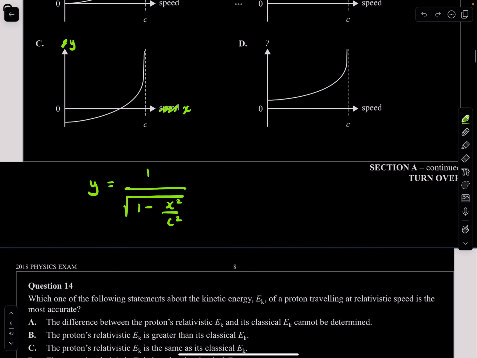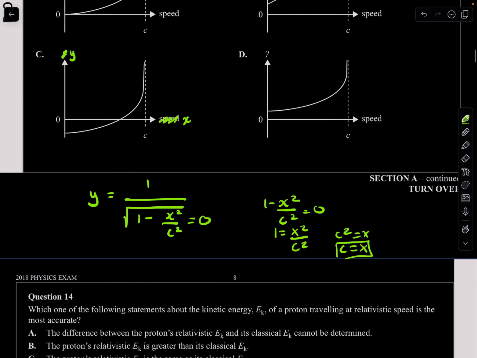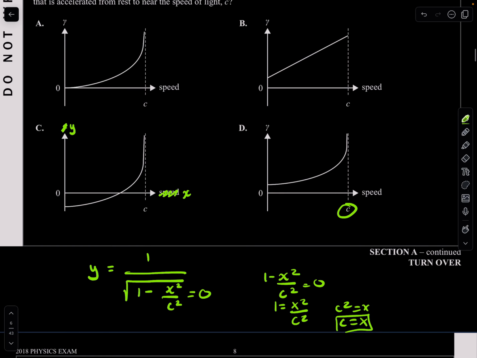Well, easily. We let the denominator equal 0. So imagine you let the denominator, of course that square root cancels out, so 1 minus x squared over c squared equals 0. 1 equals x squared over c squared. So c squared equals x squared, and hence c is equal to x. Here it is, at x equals c, so at v equals c, we will have an asymptote. And all of them actually have an asymptote.